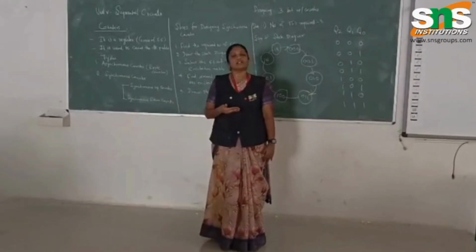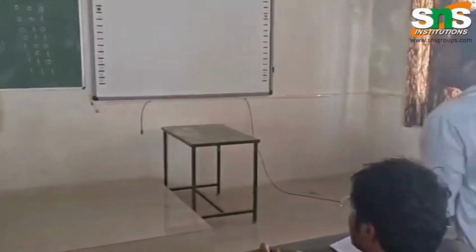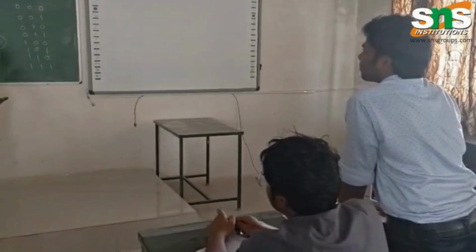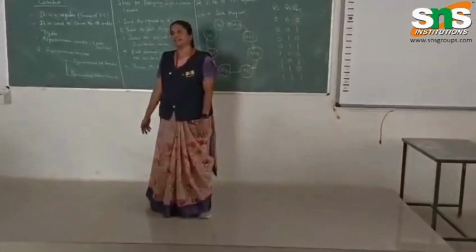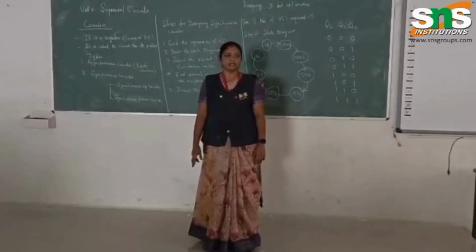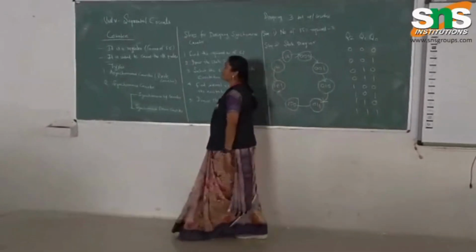So what are the different types of flip-flops? Yes. SR flip-flop, JK flip-flop, T flip-flop, D flip-flop. Very good. Sit down. So we studied four types of flip-flops: SR, D, T, and JK. Now let us move on to the topic counters.